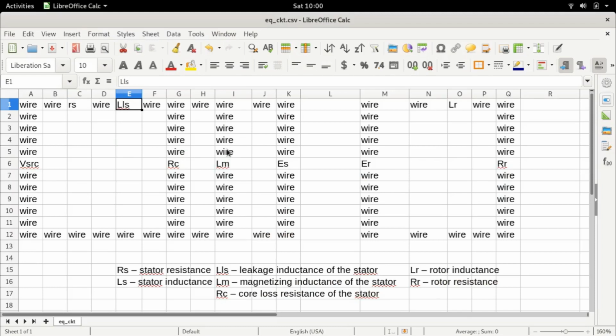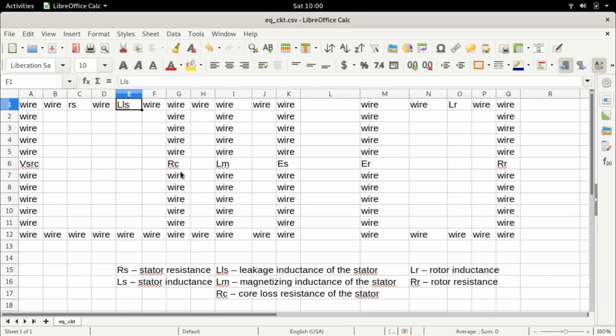This is the actual inductance that results in the flux which is produced in the air gap. And this flux which is produced in the air gap is what actually produces the useful work. It induces an EMF in the rotor and produces torque.